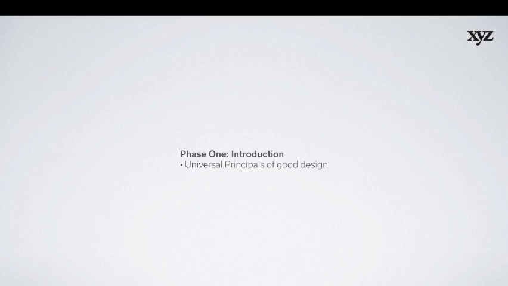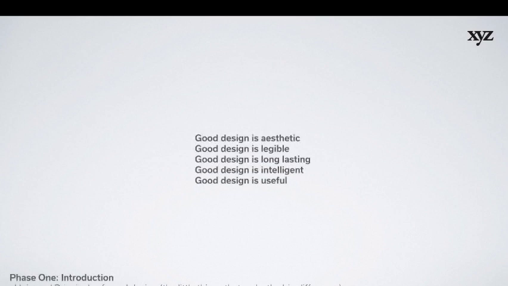These are just universal principles of good design. You don't always achieve this, but if your design can be described as any of or as many of these 5 elements, I think you're doing well. Good design is aesthetic. That's almost self-explanatory. Good design should look good.